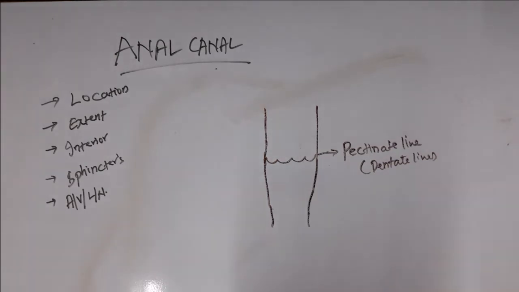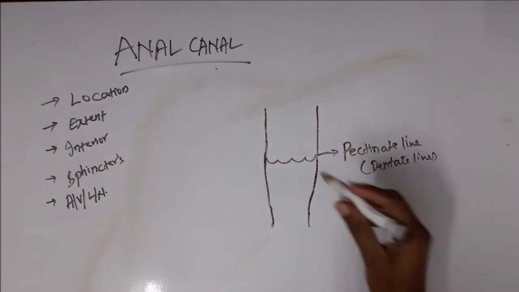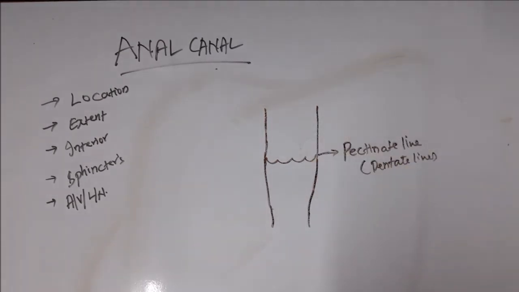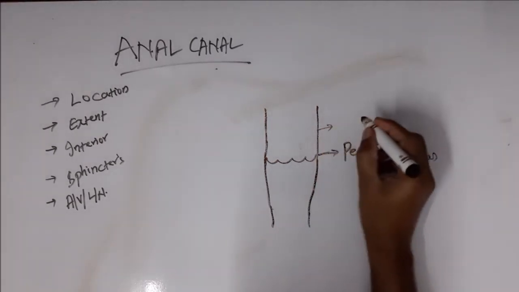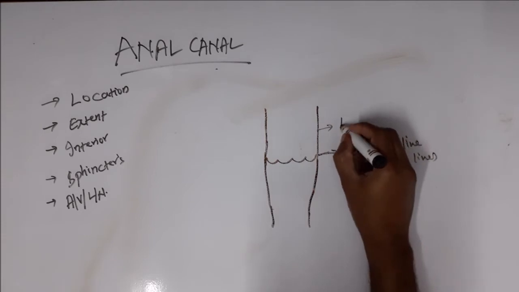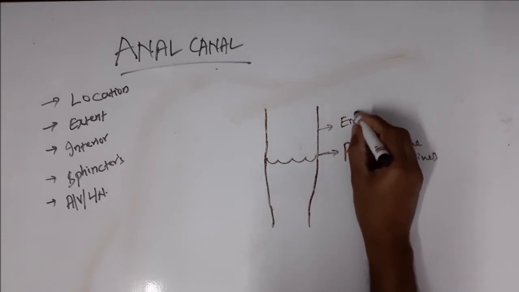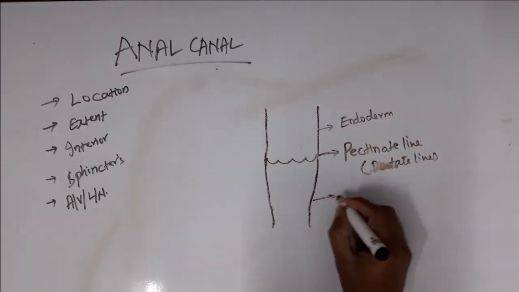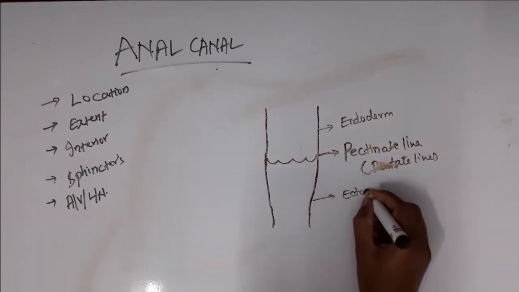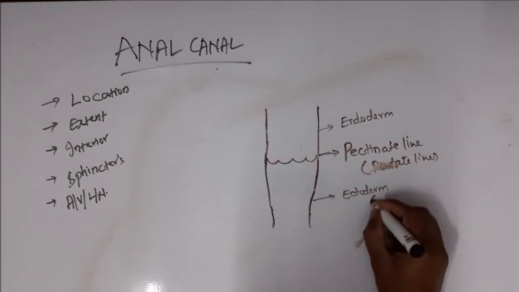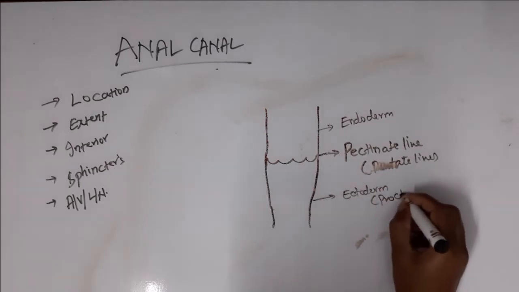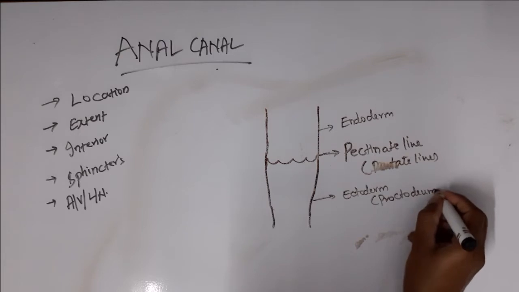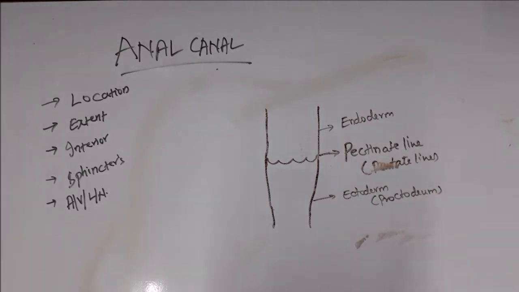So this pectinate line is like a watershed line, because regarding the derivatives, the upper part is derived from endoderm, whereas the lower part is derived from ectoderm, proctodeum. It's developed from proctodeum in specific.